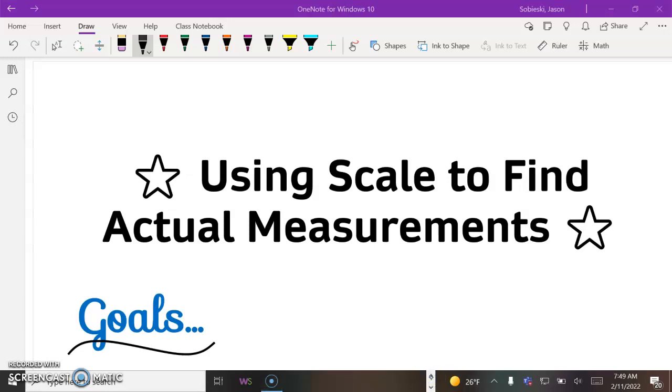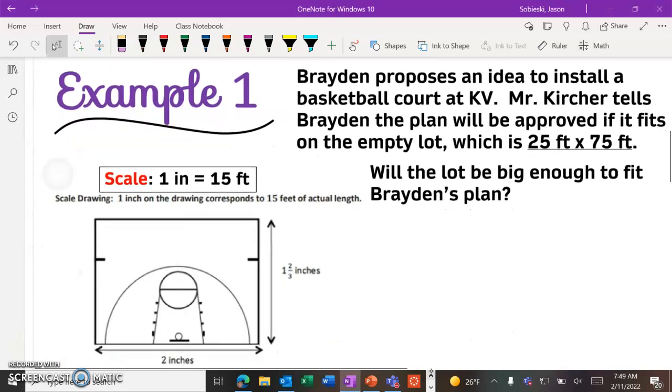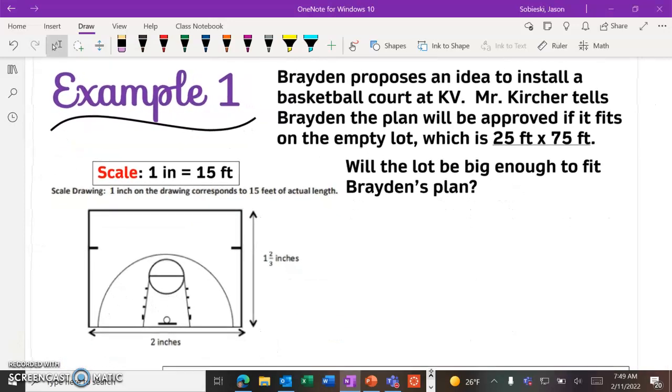Alright, so in this video we are going to use some scales to find actual measurements. So for example 1, Braden proposes an idea to install a basketball court at Keith Valley. Mr. Kircher tells Braden that the plan will work. It'll be approved if it fits on the empty lot, which is 25 by 75 feet.